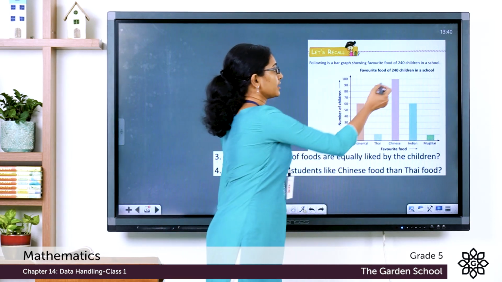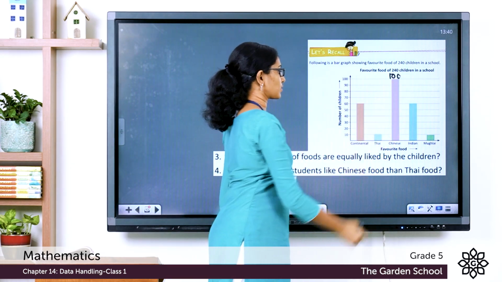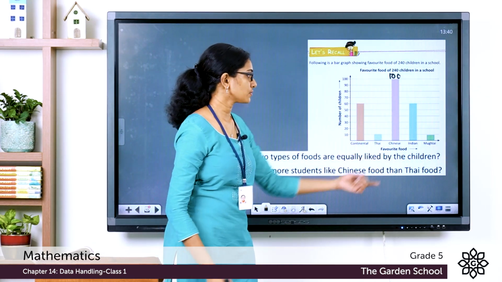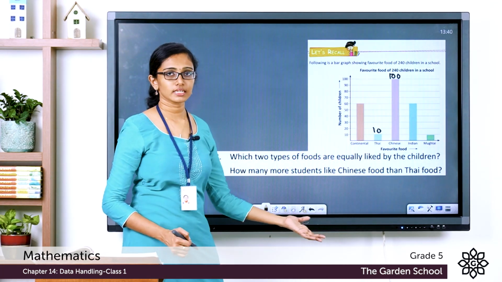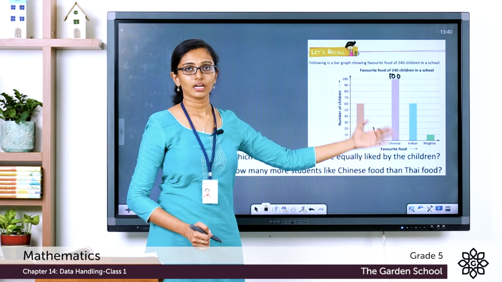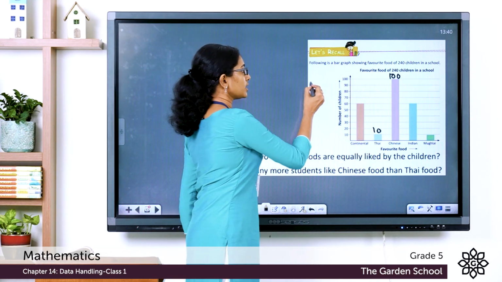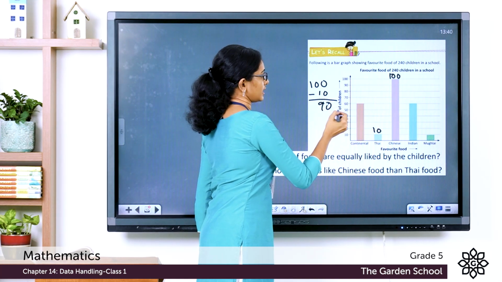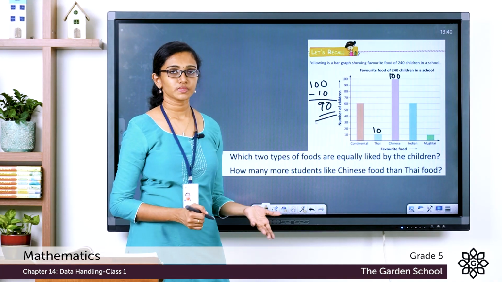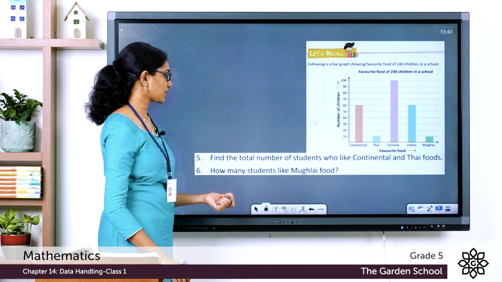See, it is 100. 100 students like Chinese food. Now how many students like Thai food? 10 students. So how do we find out how many more students like Chinese food than Thai food? That will be equal to 100 minus 10, which is equal to 90. I hope these are clear to you. Now let's move on to the next question.